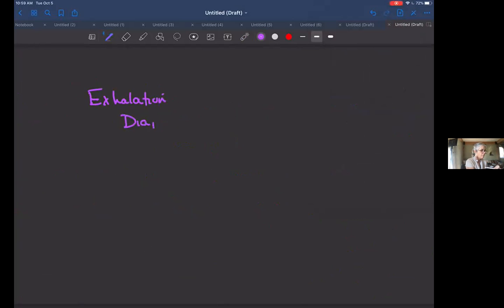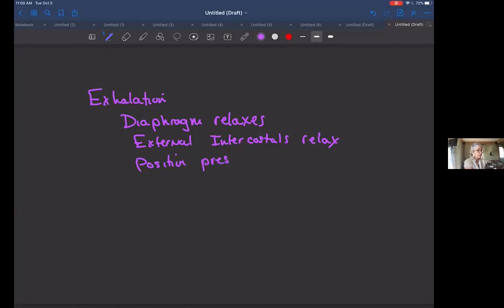This is where your diaphragm relaxes. The external intercostals relax. Okay, we get positive pressure in the lungs. So air automatically moves out. Okay, so that would be exhalation. The diaphragm and the rib cage decrease their volume, so that decrease in volume is going to allow the air to move out of the lungs. So that is ventilation, right?